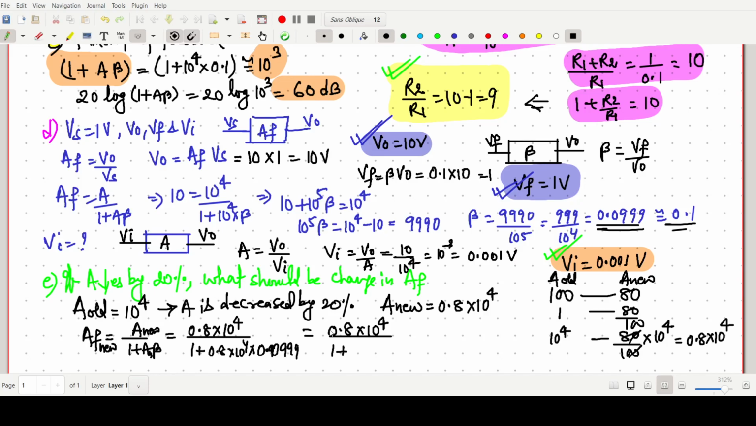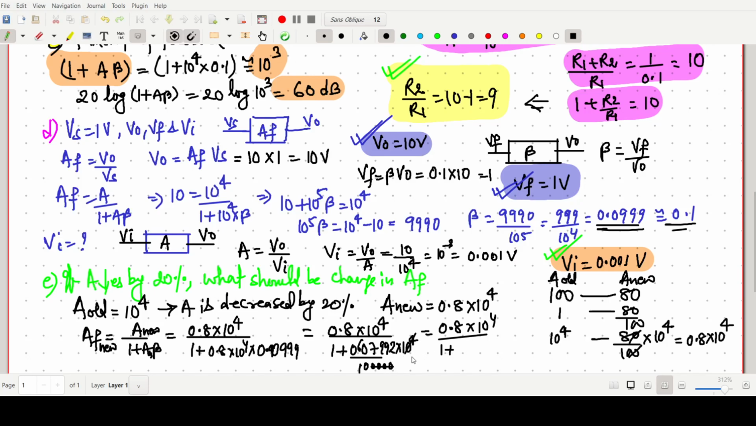0.8, I am solving. So I am using the calculator, 0.8 into 0.0999. So it will come around 0.07992 into 10 to the power 4. Okay. So one more line I want to write. If we remove this decimal, it should be 1, 2, 3, 4, 5. So for this 4 it should be 4.